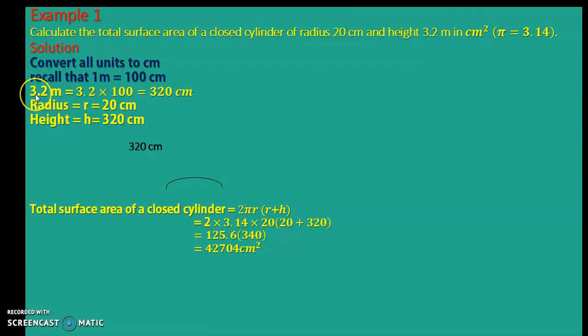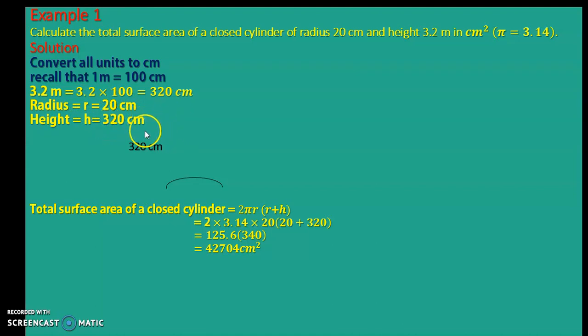Now let's convert the height, which is given in meter, to centimeter. In doing that, we are going to have 3.2 times 100 is equals to 320 centimeter. So our radius is already given in centimeter, so no need of doing any conversion here. So we'll leave it that way. So our height will now be 320 centimeter as our height.